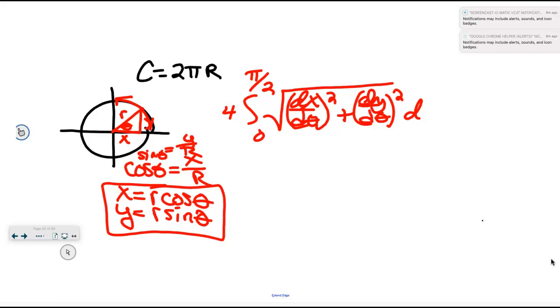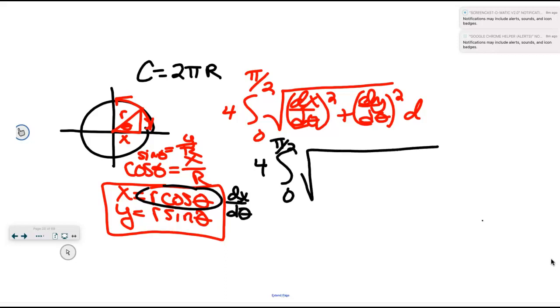So when I do my dx d theta, what would I get? Go ahead, tell me. Negative r sine theta, correct? You can do that in your head. And then we are going to need to square it. So my dx d theta would be negative r sine theta, but I'm going to square it. So it would be r squared sine squared theta. That's an easy derivative though. Likewise, what would the derivative of my y be as theta changes? R cosine, and I need to square it. So this would be r squared cosine squared theta.